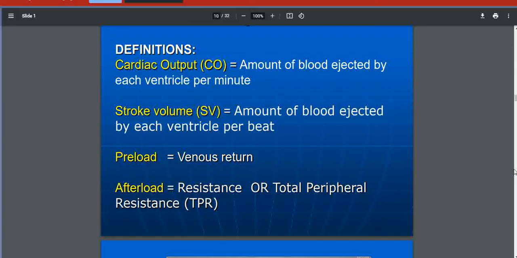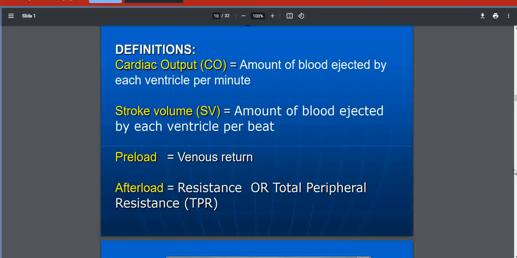Then we have afterload. These things are very tricky, so you need to know them. Afterload is always equivalent to resistance, or the total peripheral resistance. And for us to have resistance, you have to know the pressure generated and what is quantified in terms of the blood vessels and their walls. So resistance is just that blockage of blood as it flows over the blood vessels in the circulatory system. So the resistance is what we have as afterload.